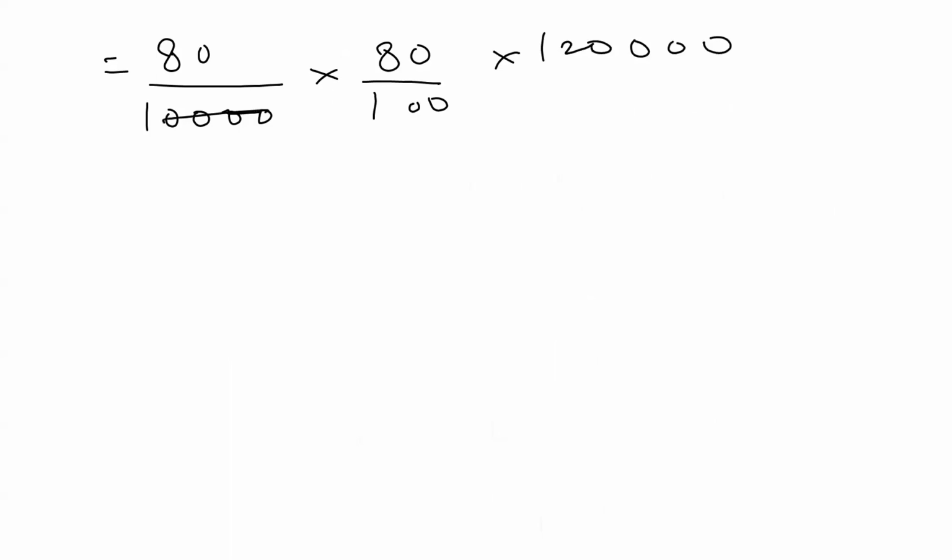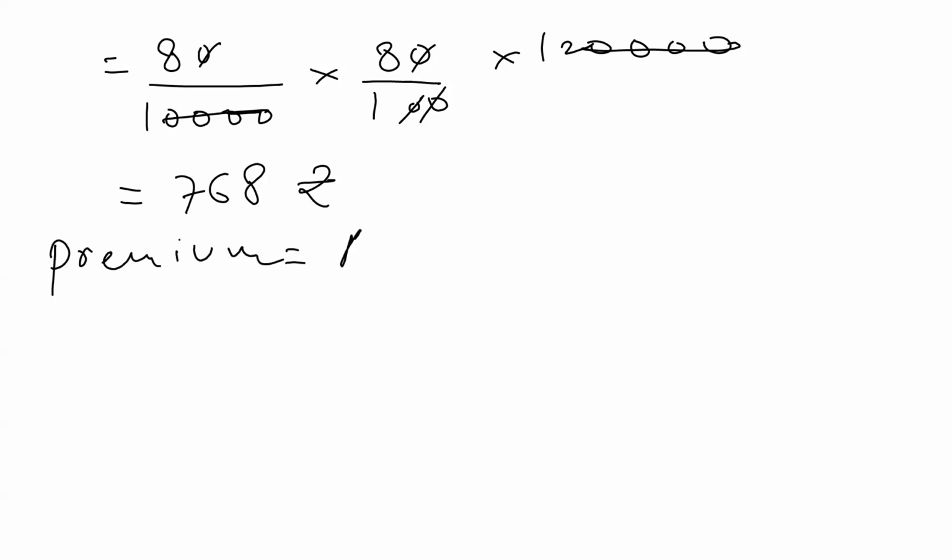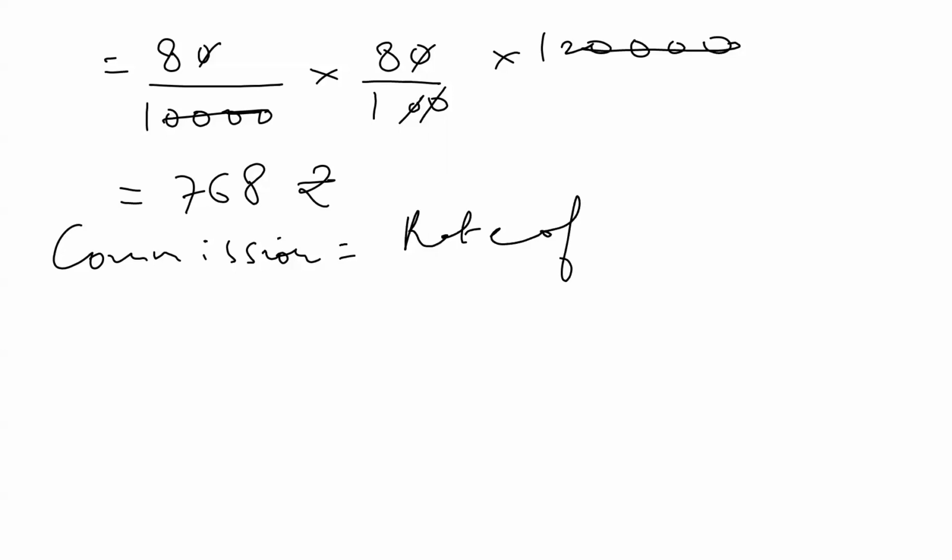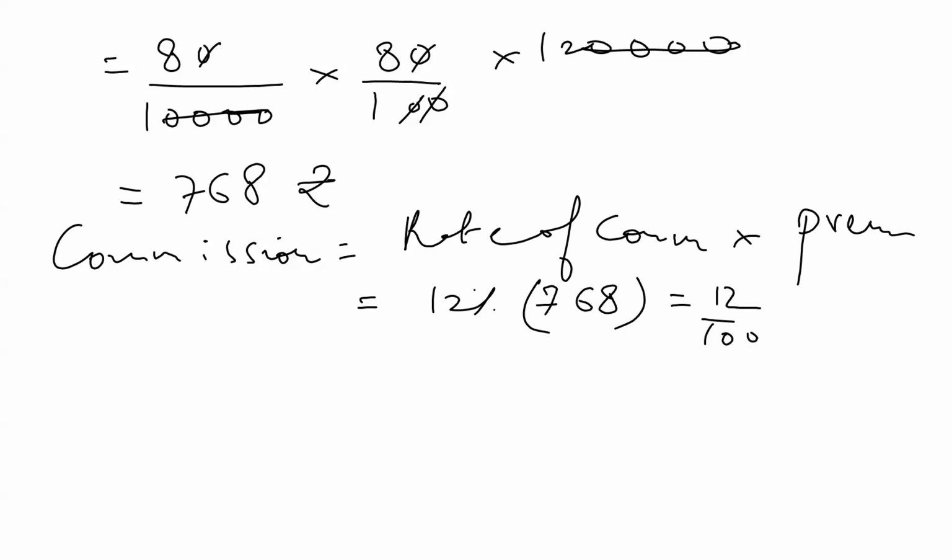Cancellation of all the zeros. So this will be 8 into 8 into 12. You'll have to solve this without using a calculator. 64 into 12 is equal to 768. Rupees, you have to mention units wherever applicable. So premium we have calculated. Commission is equal to rate of commission into premium on godown. So 12% of rupees 768, 12 upon 100 into 768. Just multiply 768 with 12. You can do that in rough.